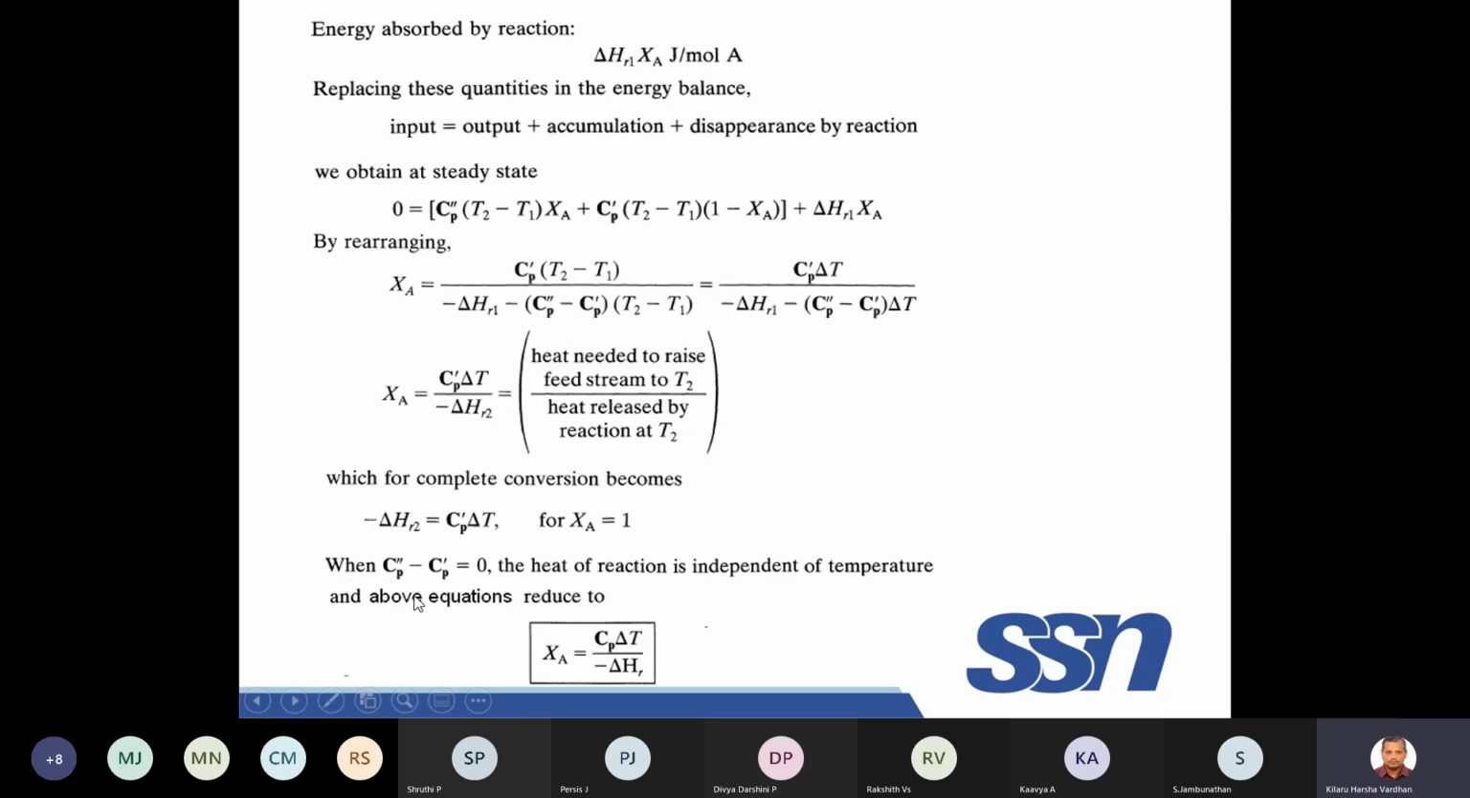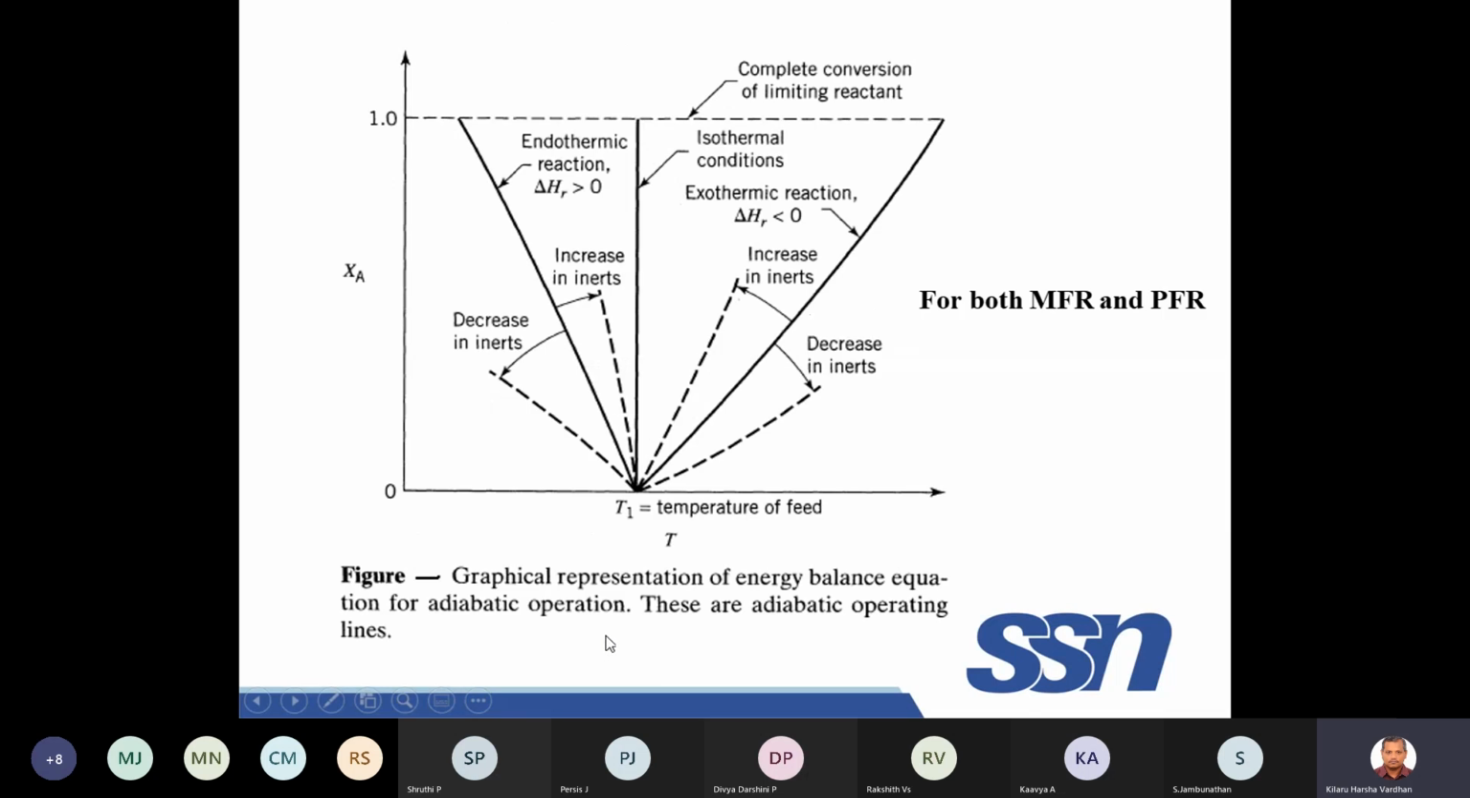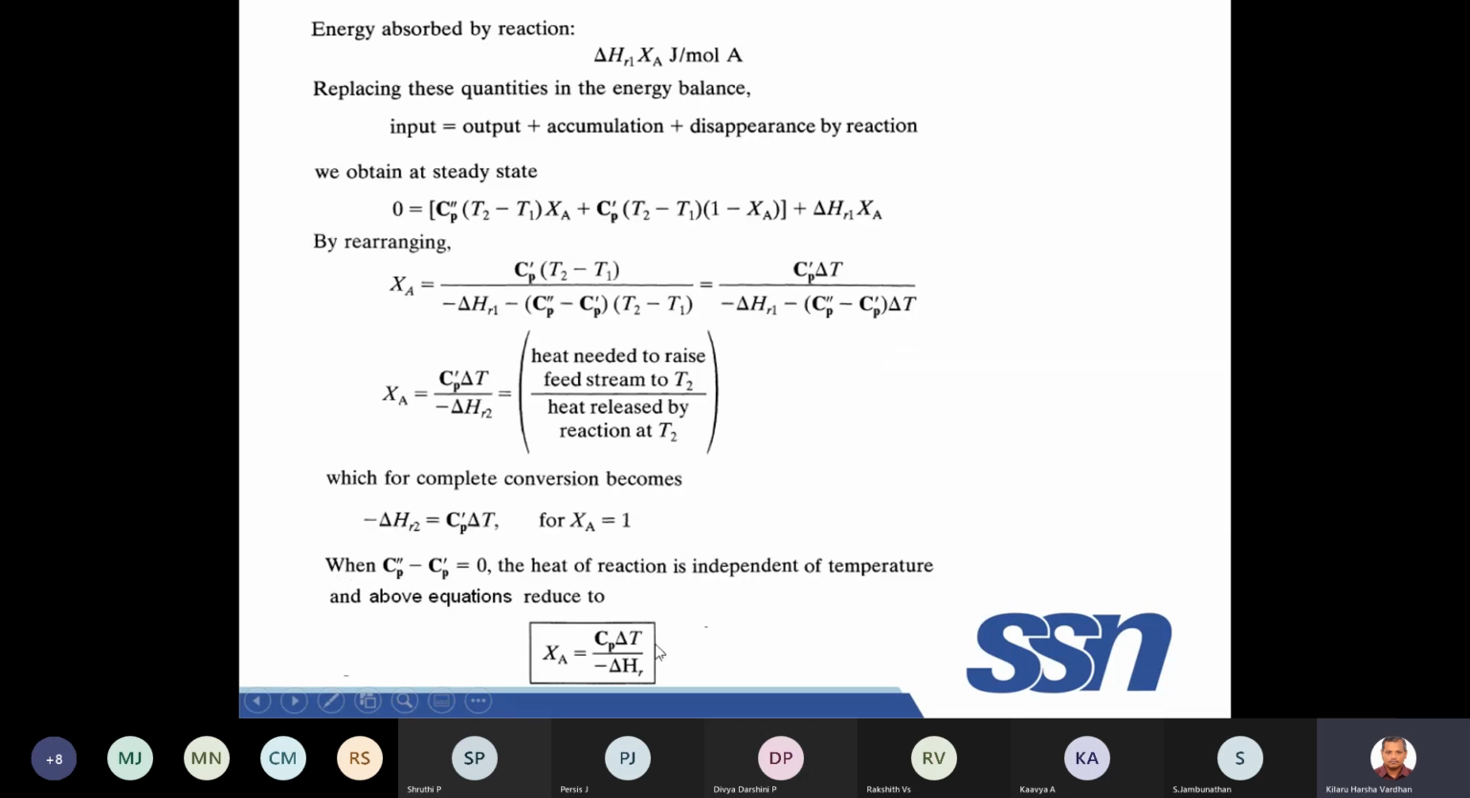Suppose you have the same Cp for reactants and products, then instead of Cp star you can put just one particular Cp. This is a very important expression, which is called the adiabatic line or material balance line. So if you draw XA versus T, Cp by delta HR becomes the slope.